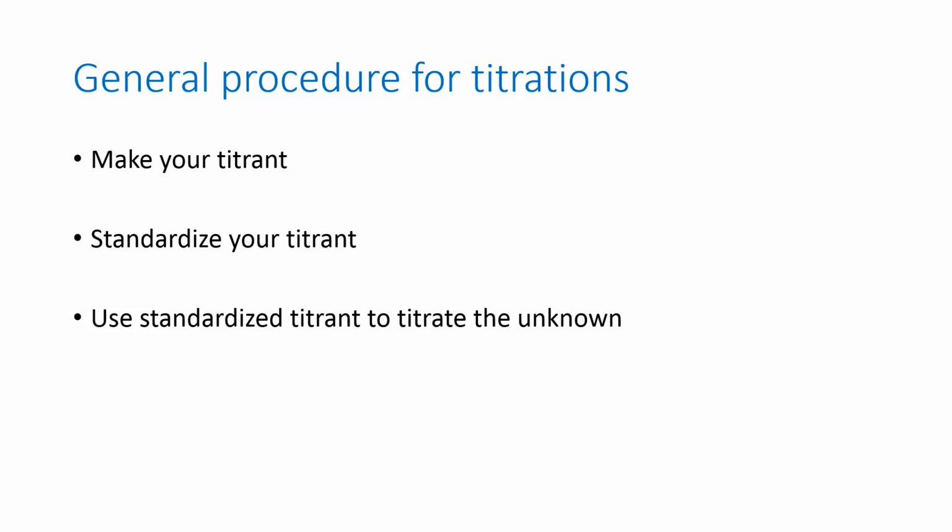For all the titrations we do, the general procedure is going to be this. You're going to make your titrant. You're then going to standardize that titrant using a compound called a primary standard, which in this case is KHP. And then you're going to use your standardized titrant to titrate the unknown and find the concentration of your unknown.